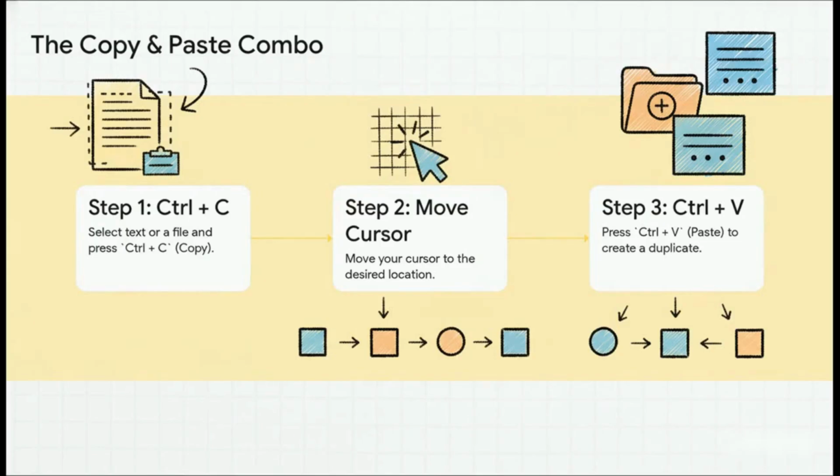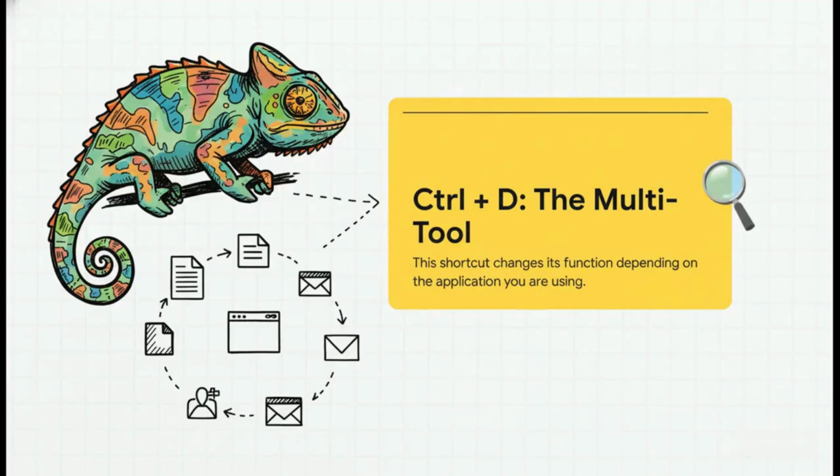And now for the legendary duo that probably runs the entire internet, Control-C to copy and Control-V to paste. And this isn't just about text, okay? It's the fundamental way you duplicate anything, a paragraph, an image, a whole folder, saving you from ever having to recreate work from scratch.